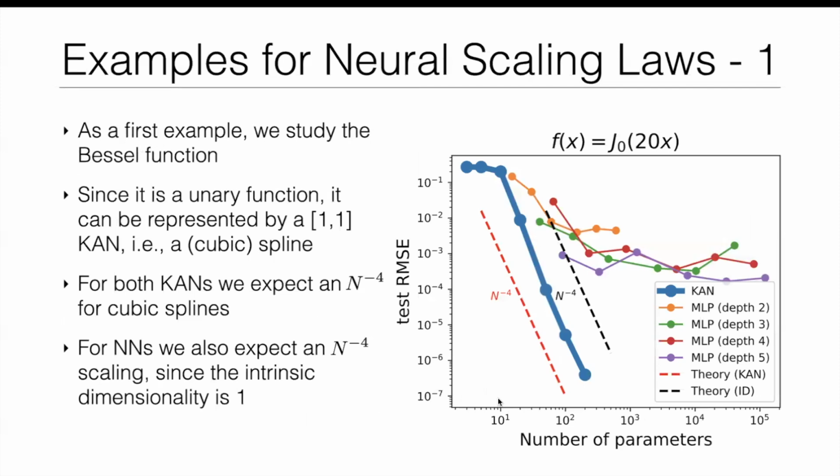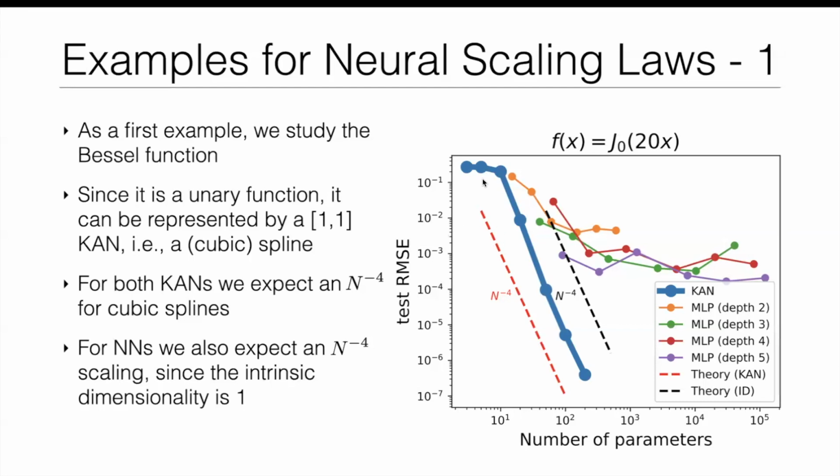And now we just ran some experiments. In this case, we just took the Bessel function, which has a single input x. So we can fit it essentially with just one cubic spline from R to R, and this can be represented by a 1-1 KAN. So it's one input to one output. I'm just putting a cubic spline in between.